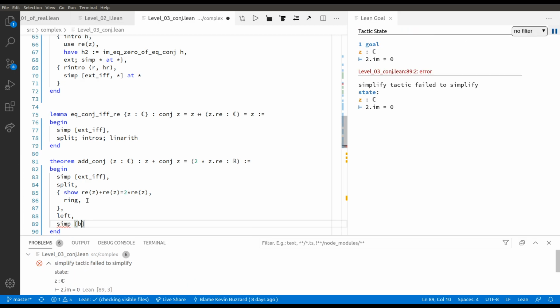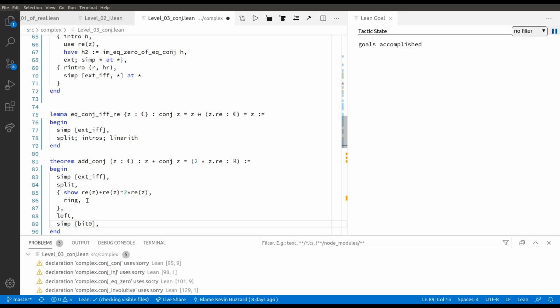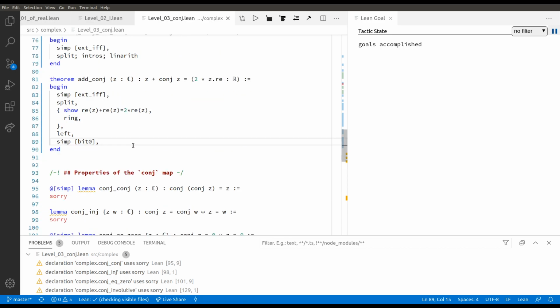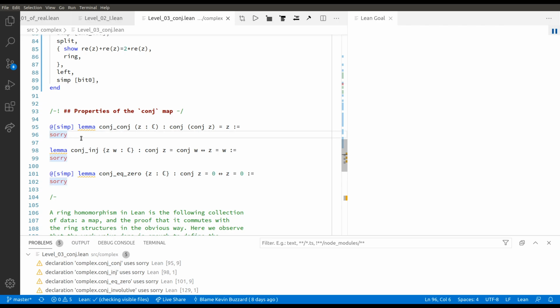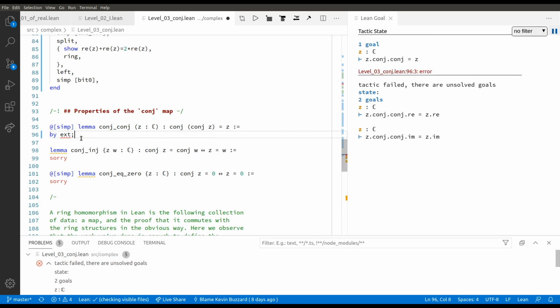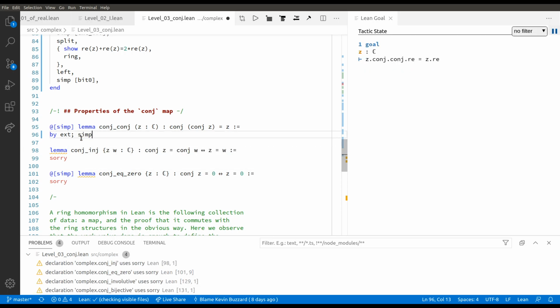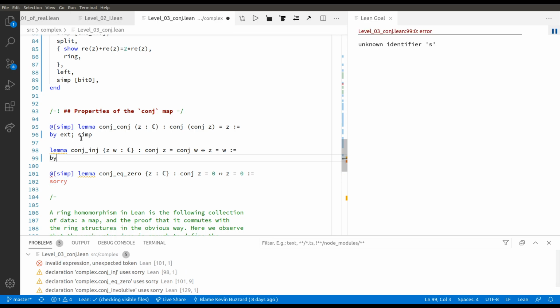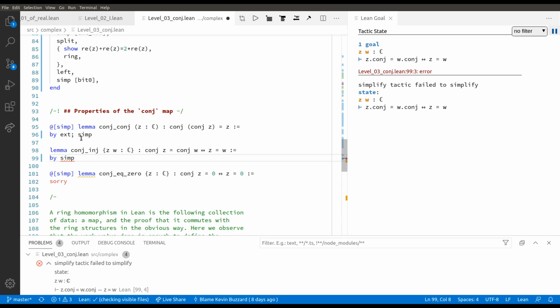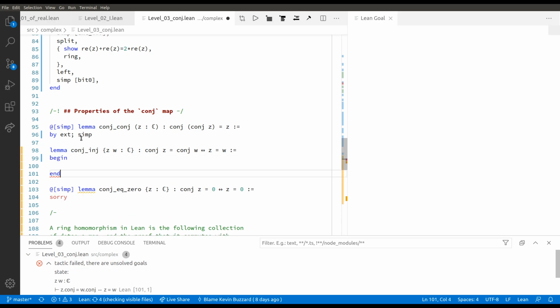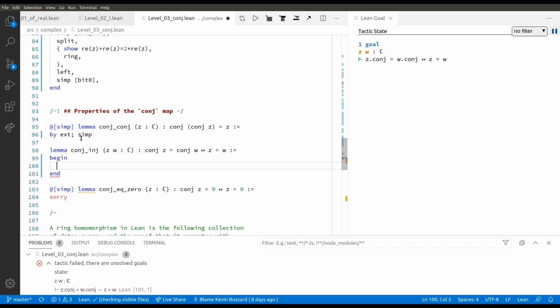Oh, let's try this. Oh, that's worked. I'm quite surprised that... Well, there we go. That was harder than I thought. God, this game's obviously worth something. Conj conj z is z, by x diff, by xsimp should do that one. This one here by simp, maybe. That has not worked. Let's see what happens. Oh, fair enough.